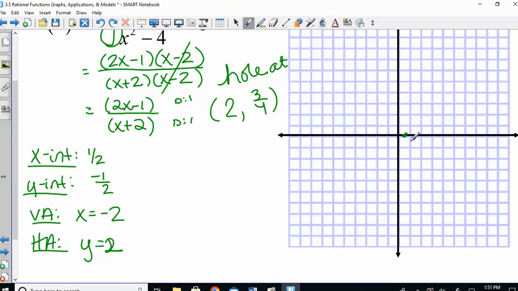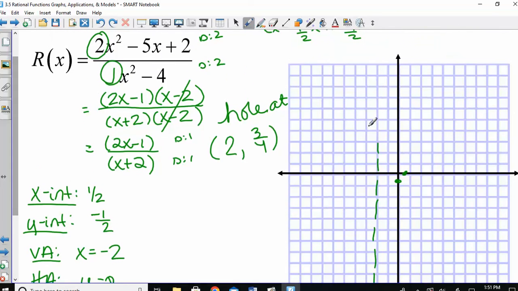Alright, so now we have to plot everything on my graph. So the x-axis at +1/2, y at -1/2, vertical at -2, horizontal at +2. And how do I mark the hole on the graph? Open circle at +2 3/4.